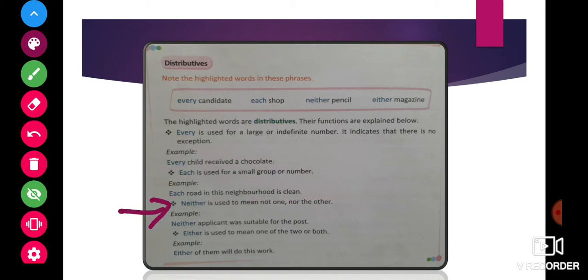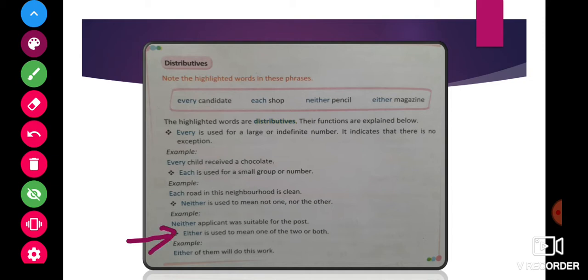Let us look at neither. Neither is used to mean not one, not the other. That means none of the things mentioned. Let us look at the example. Neither applicant was suitable for the post. That means several applicants applied for the post, but none of them were suitable. Not even one of them was suitable.